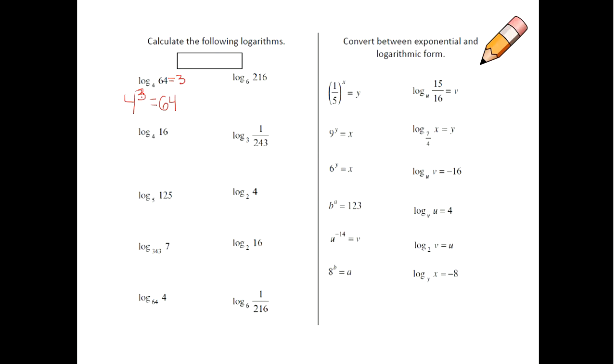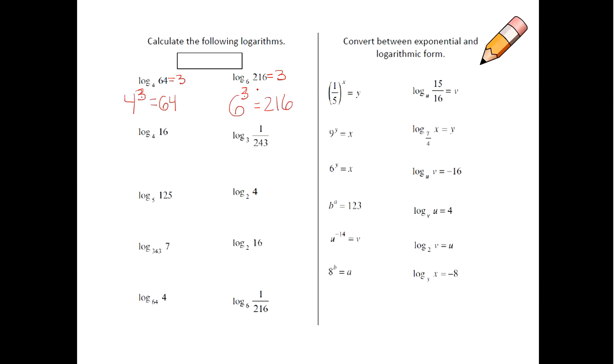Okay, let's try another one. Log base 6 of 216. So what is the exponent on 6 that would give us 216? So 6 to something needs to give us 216. So 6 to what power gives us 216? 3 again, right? 6 to the third. 6 times 6 times 6 is 216.